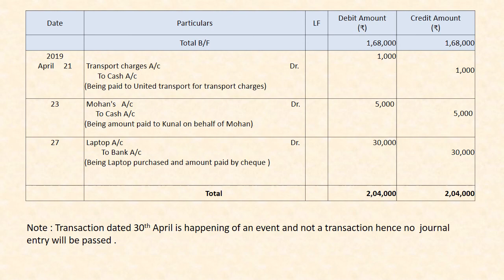Now, do total of debit amount column and credit amount column including total brought forward from previous page. Write total at the end of journal in both the columns. It must tally. That is same for both columns. For this problem, total of journal is 2,04,000.